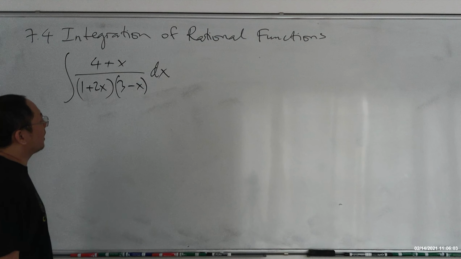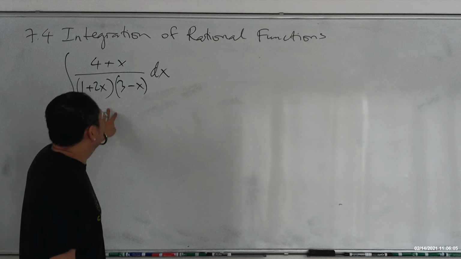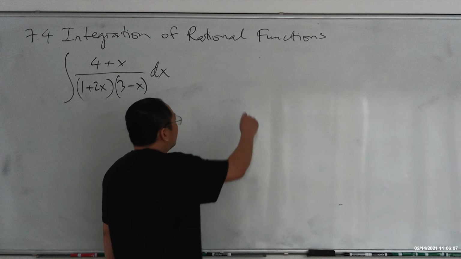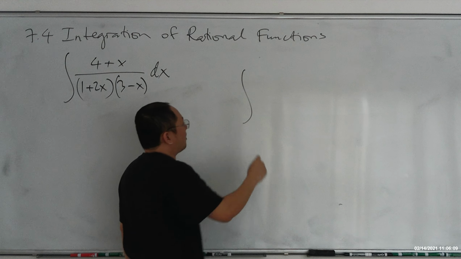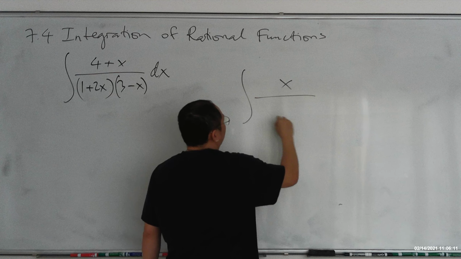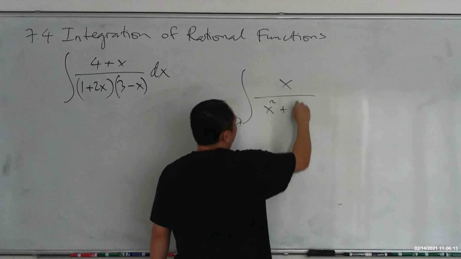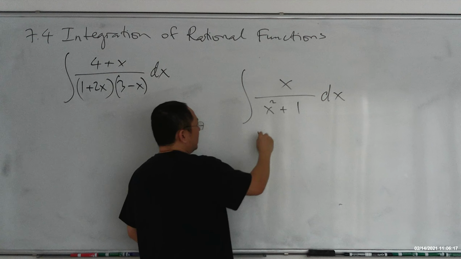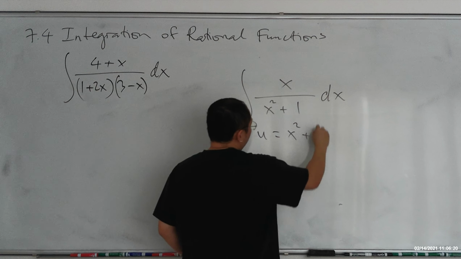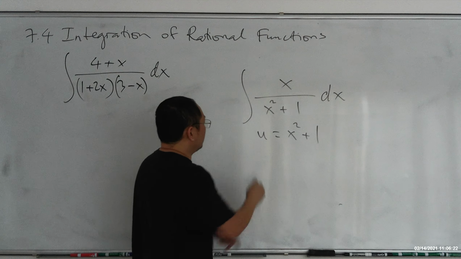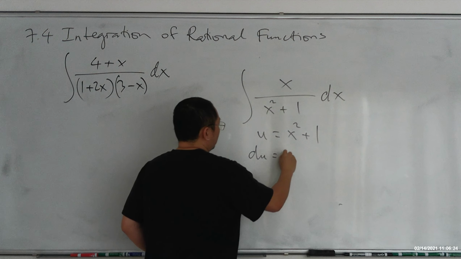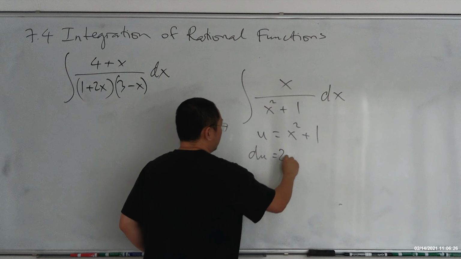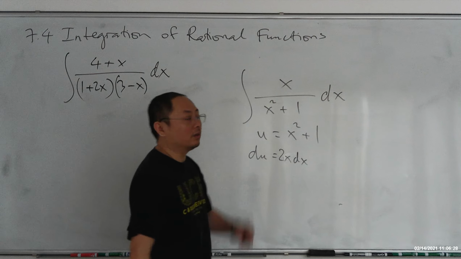I think I forgot something. One more problem before we get in here. Sorry, let me add it to our list. Okay, you may see this type of problem as well: x over x squared plus 1 dx. But this is easy for you to do. Let u equal x squared plus 1. Then you have du is 2x dx. You plug it in, you have the answer.